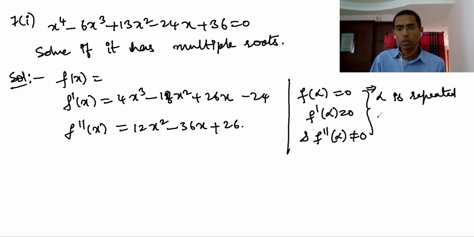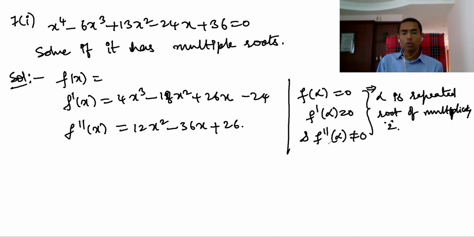Twice repeated root, we say multiplicity 2. Now if f dash of alpha is 0 and f triple dash of alpha is not equal to 0, then the multiplicity becomes 3, like we discussed.